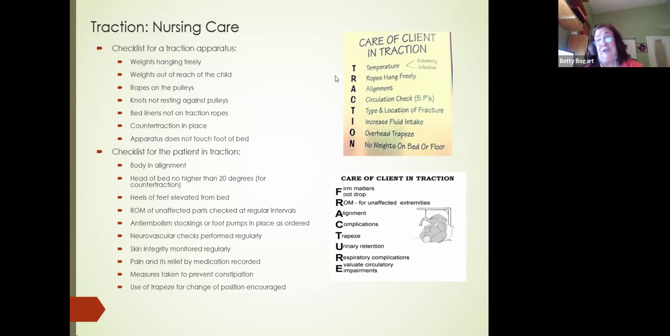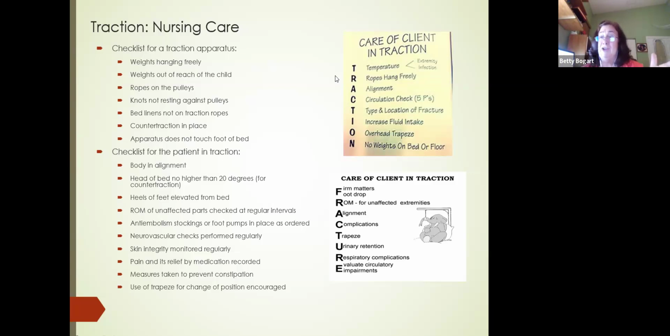Laying on their back, it's usually a month it takes for this stuff to heal. So make sure their skin integrity is looked at, their buttocks, that it's not getting all reddened, and pain relief. This is something you're going to give morphine for. This is moderate to severe pain. This is not an acetaminophen child. This one needs opioids, okay?